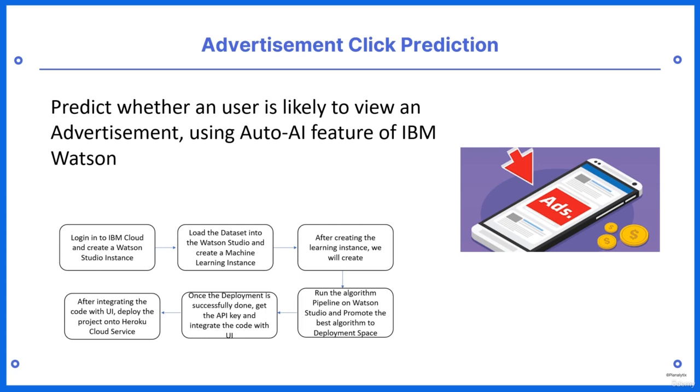Once the machine learning model is deployed, we would have to get the API key and then integrate the code with the UI, and then after integrating the code with the UI, we have to deploy our entire application on Heroku cloud.